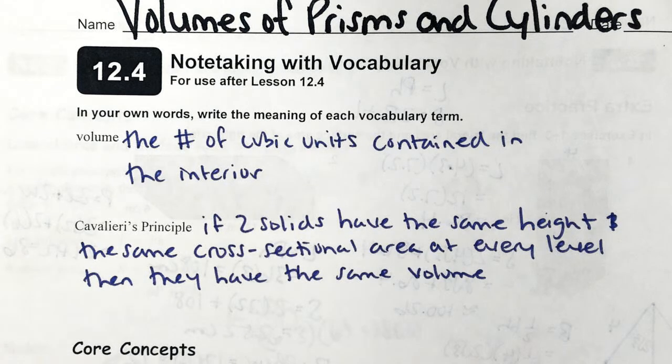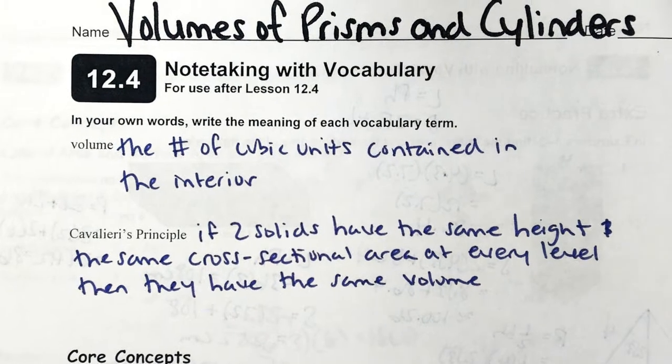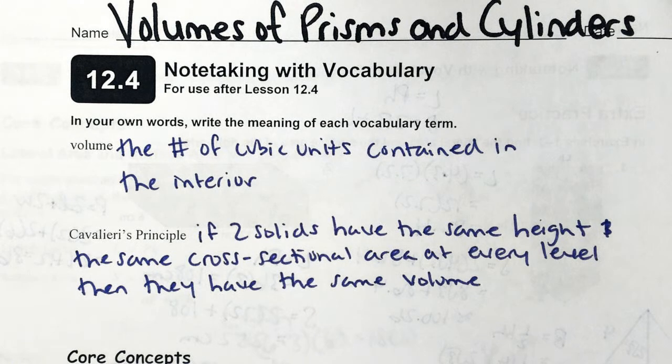So in 12.4 we're talking about the volumes of prisms and cylinders. And so our two definitions are volume, and that is the number of cubic units contained in the interior. So this is everything that's going to be contained on the inside of the prism or the cylinder that we're discussing.